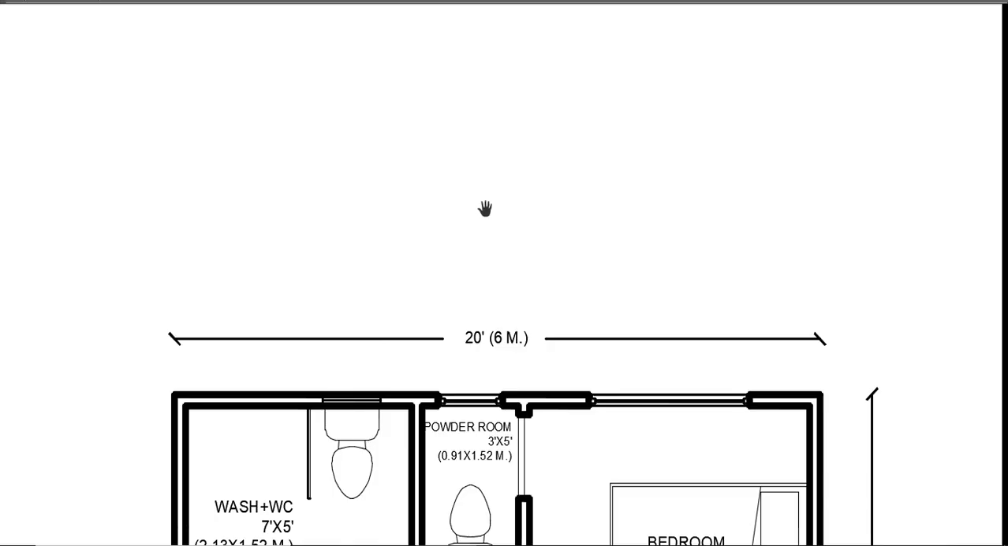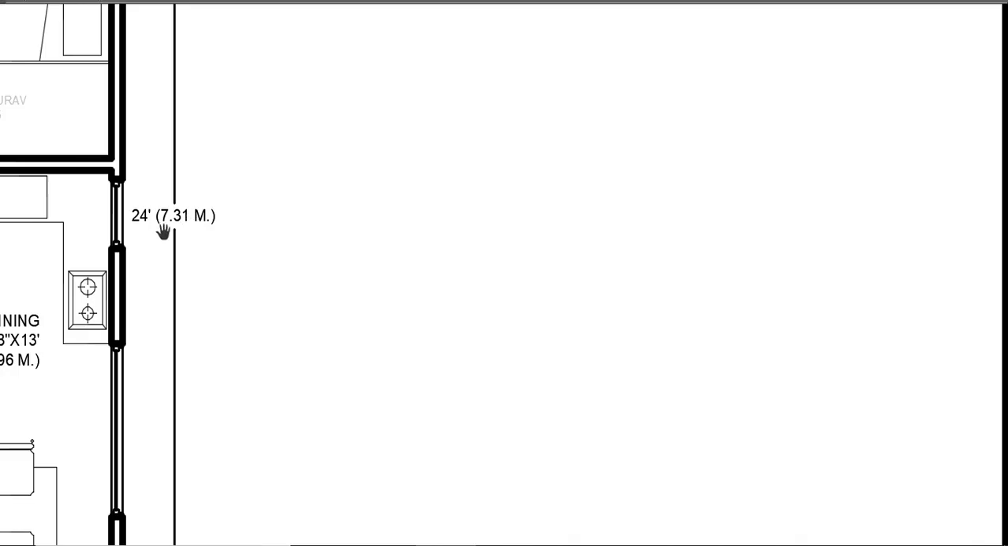So this is the floor plan of the house. There are 3 shipping containers of 20 feet. The total area I have taken is, the width is 20 feet, in meters 6 meters, and the length is 24 feet, in meters 7.31 meters.